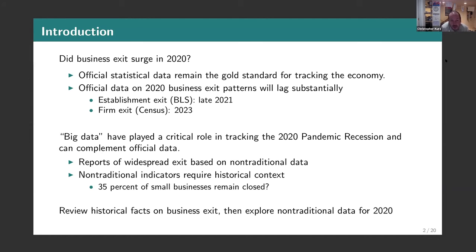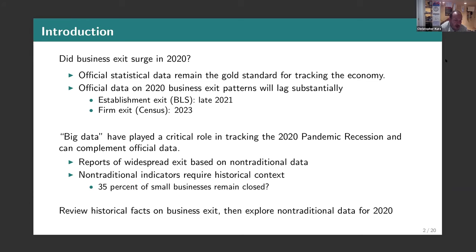Unfortunately, the official data on 2020 business exit patterns is going to lag substantially, which pushes us toward the idea that we need non-traditional data to help answer some of these questions, particularly when you're thinking about the importance of policy responses in the midst of the pandemic. The BLS has information I'm going to discuss in a bit, but essentially their business exit data doesn't show up until late 2021, and firm exit from the Census Bureau is not going to show up until 2023.